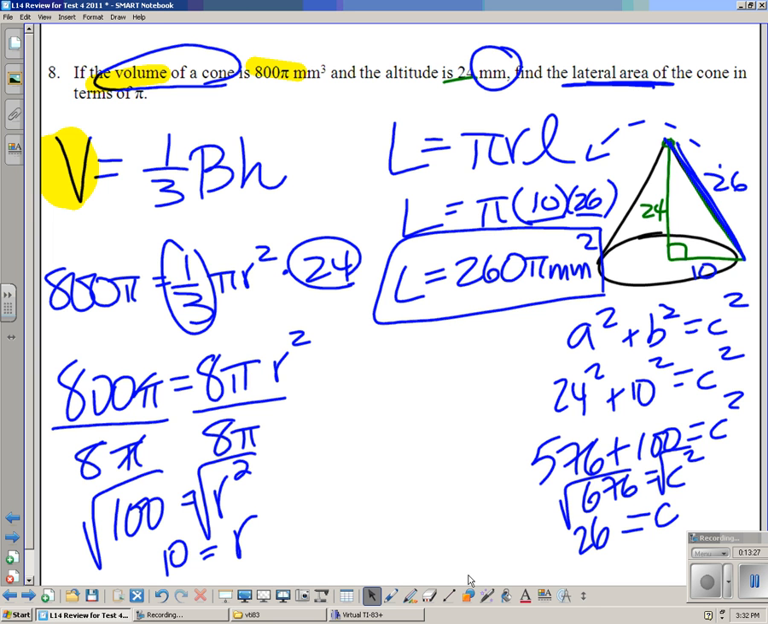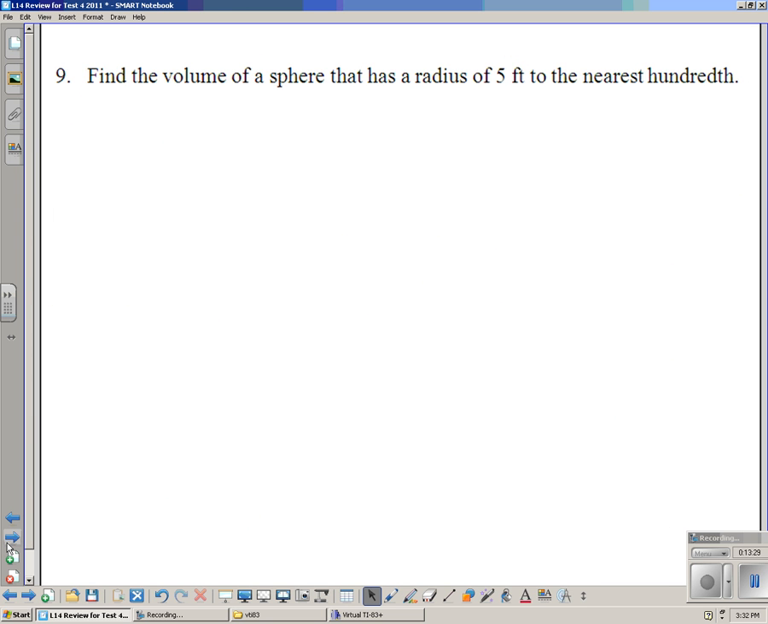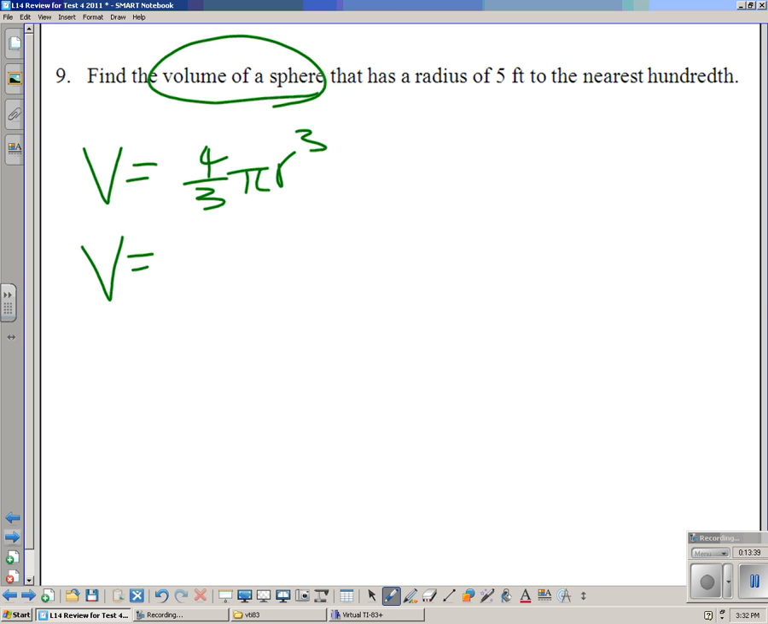Number 9. Find the volume of a sphere that has a radius of 5 to the nearest hundredth. Volume of a sphere formula is on your formula sheet. V is 4/3 pi r cubed. Five goes in here, cubed.